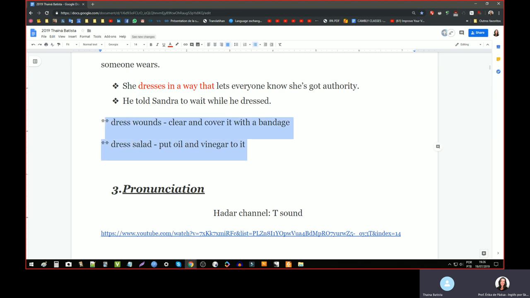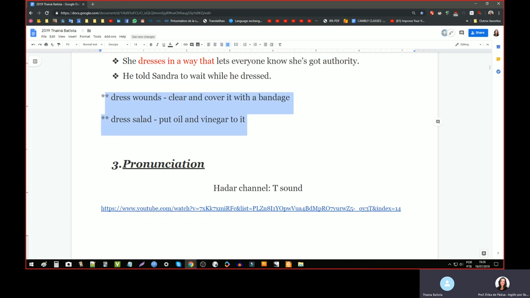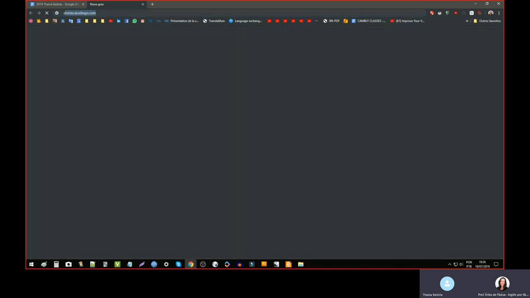What about these two other phrases that you learned? Dress wounds. It's when, for example, you have a wound on your arm, you need to clean it and then cover it with a bandage. Bandage. Very good. And dress a salad is the act of putting oil and vinegar on it. And we have, for example, salad dressing.